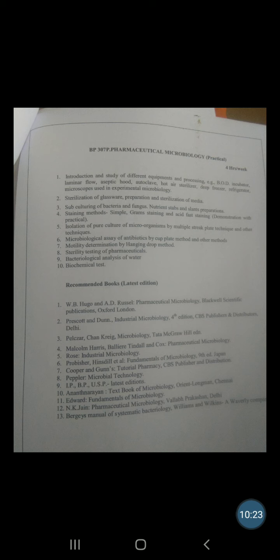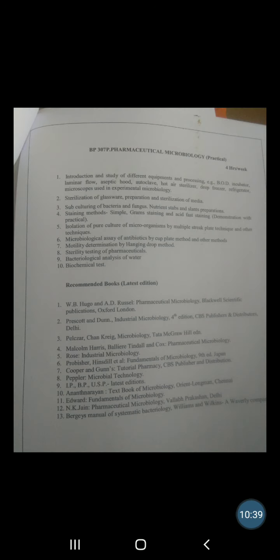The incubator has a thermostat which maintains the constant temperature, set as per our requirement. It means the temperature of the incubator is set by our requirement. This is all about the incubator.